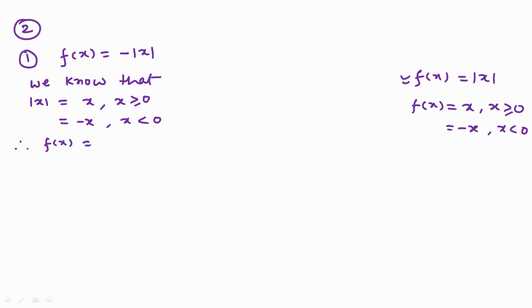Therefore f(x) = -|x| is equal to -x when x is greater than or equal to 0, because ये पॉजिटिव |x| है तो पॉजिटिव x when x is greater than or equal to 0 and negative x when x is less than 0. अब यहाँ नेगेटिव माइनस एक्स है तो कंडीशन सेम यही दोनों रहेंगे, बस यहाँ पे दोनों में माइनस साइन से मल्टीप्लाई करेंगे, ये पॉजिटिव नेगेटिव हो जाएगा और नेगेटिव पॉजिटिव हो जाएगा.